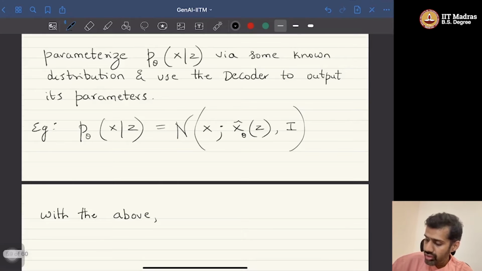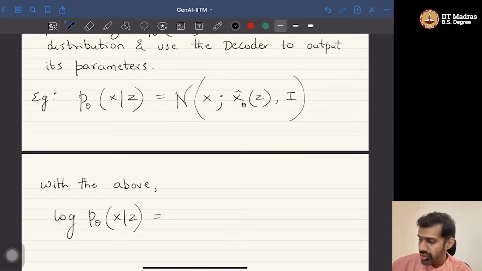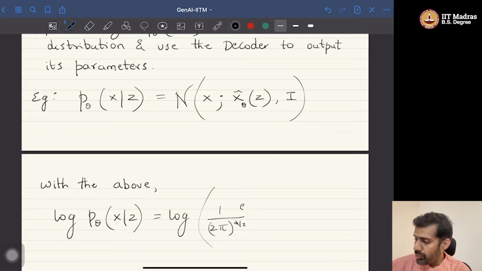Now log of p theta of x given z, what is this equal to? This has a nice form now. This is equal to log of, what is p theta of x given z? That is a Gaussian distribution, which in higher dimensions has a normalization of 1 by 2 pi to the power of d by 2, times e to the power of minus, x, because it's a distribution on x.